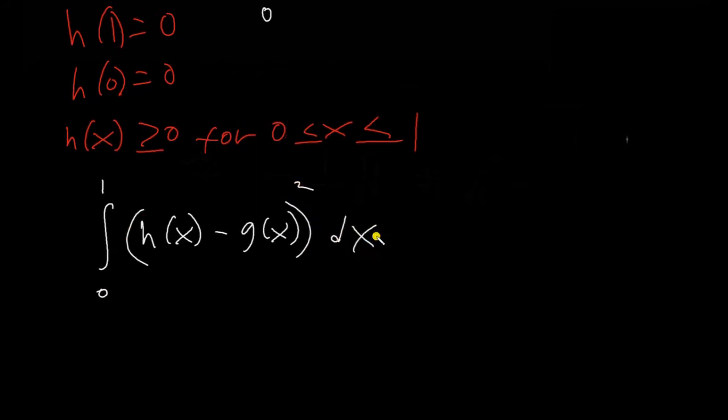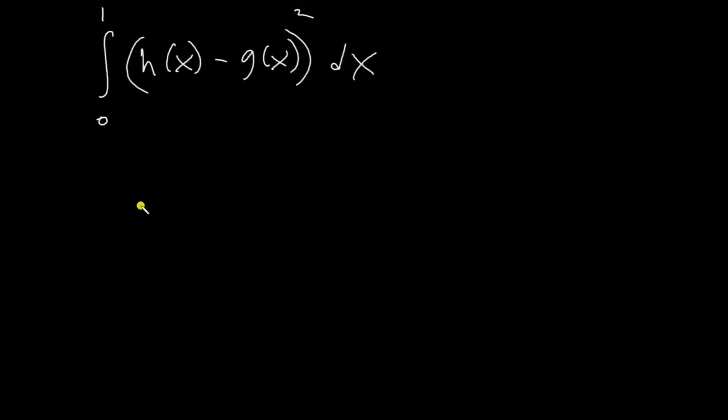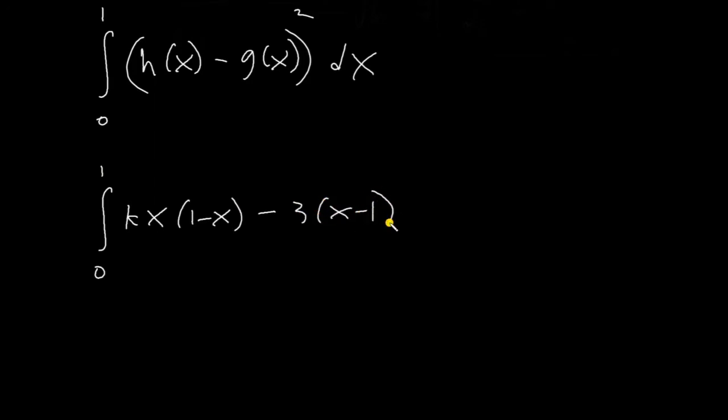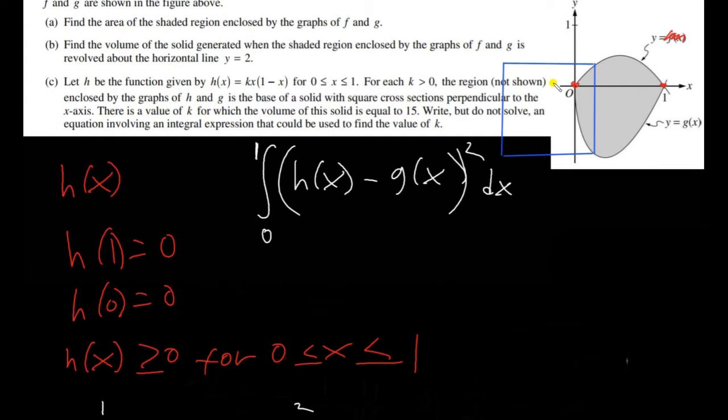Okay, so we can take h of x. What is h of x again? kx times 1 minus x, and then minus g of x. g of x is 3 times x minus 1 times square root of x. And we're taking this whole thing, squaring it and putting a dx on the end. So this expression here, where k is a constant and x is the variable that we're integrating by, is going to give us, like we said before, the total region of all the squares being added up.